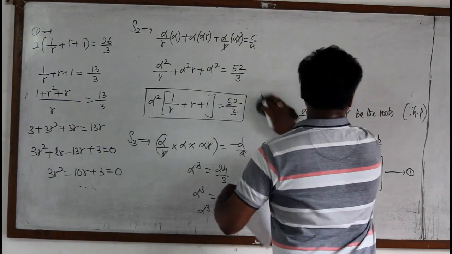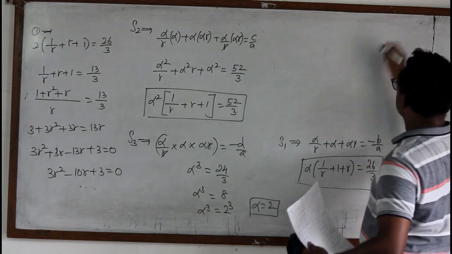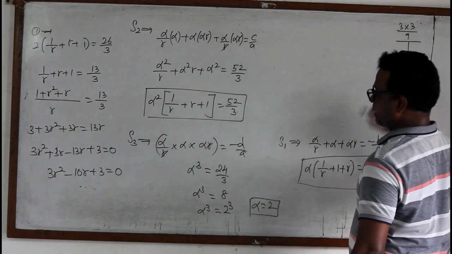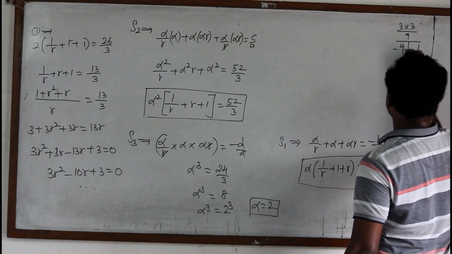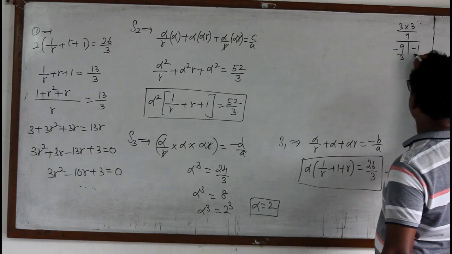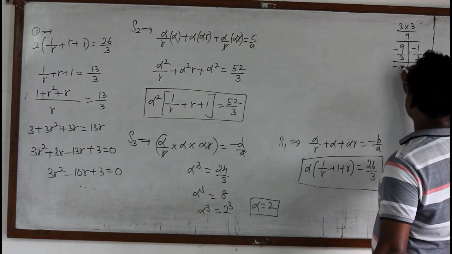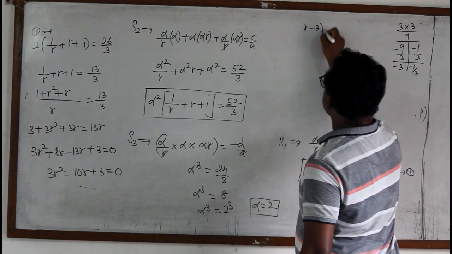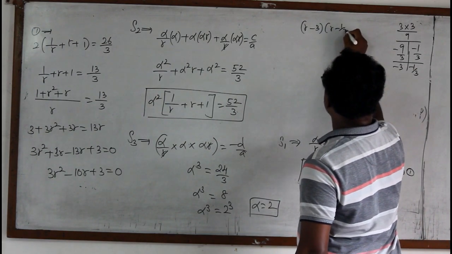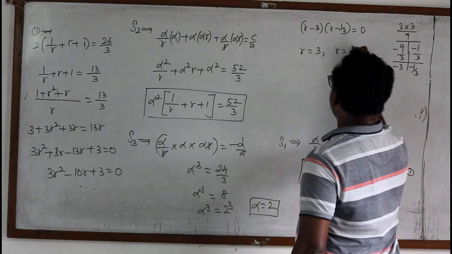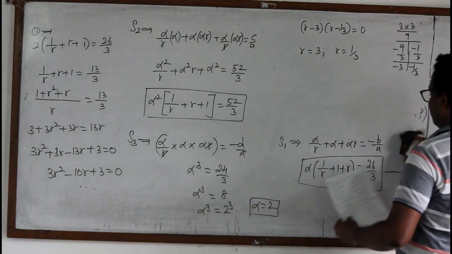Which is a quadratic equation. So 3 3s are 9. 9 can be written as 9 ones, minus 9 minus 1. When you add it becomes minus 10. So divided by 3, it is minus 3 and minus 1 by 3. So (r minus 3) into (r minus 1 by 3) equal to 0. So r equal to 3, or r equal to 1 by 3.